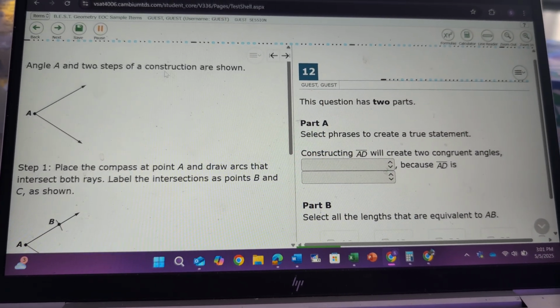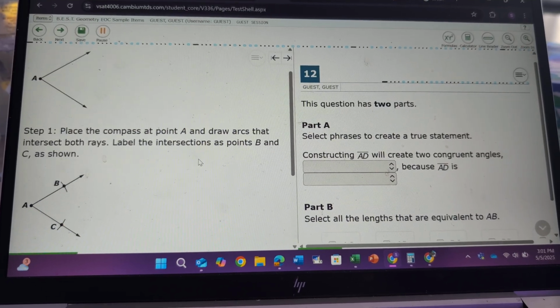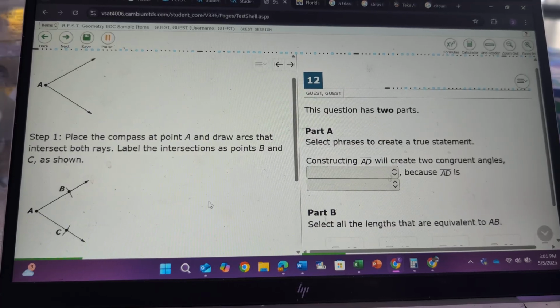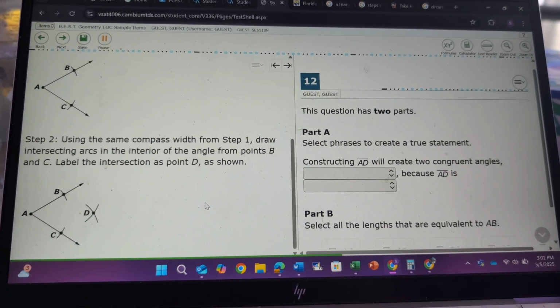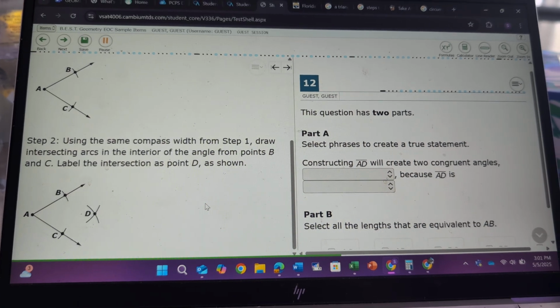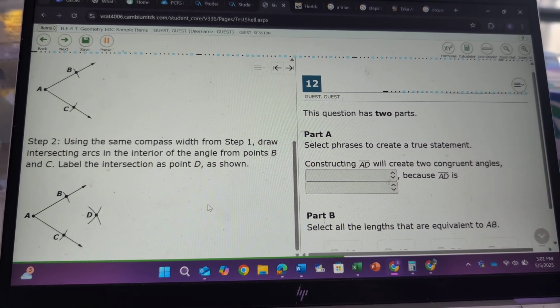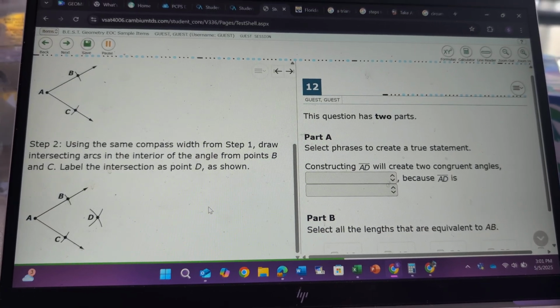Angle A and 2 steps of construction are shown. Step 1, place the compass at point A and draw arcs that intersect both rays. Label the intersections as points B and C as shown. Using the same compass width from step 1, draw intersecting arcs in the interior of the angle from points B and C. Label the intersection as point D.